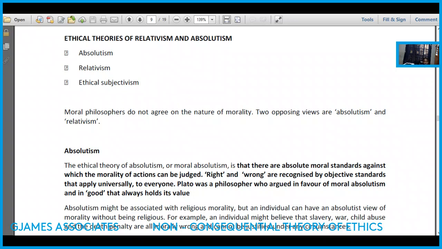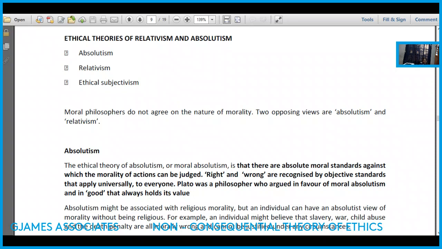So let's quickly touch on absolutism, relativism, and ethical subjectivism. There are opposing views, especially absolutism and relativism. When we are talking about something being absolute, we are talking about it being objective. It is constant. We can predict it. We can predict the action. We can predict the inaction.